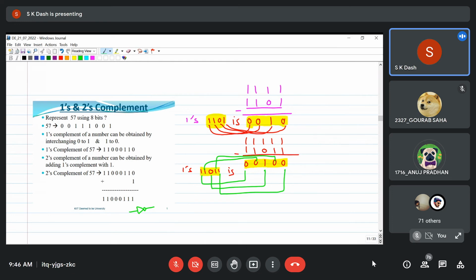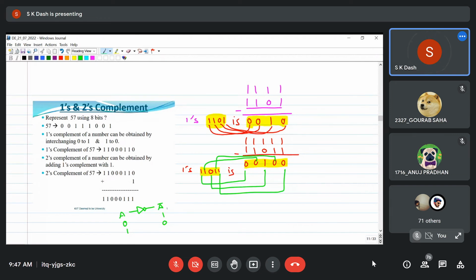So what happens here? If input is A, output will be A bar. That means if input is 0, output will be 1. If input is 1, output will be 0. So it is basically nothing but this complementing option, just the NOT gate option. By using these NOT gates, we can get the ones complement.